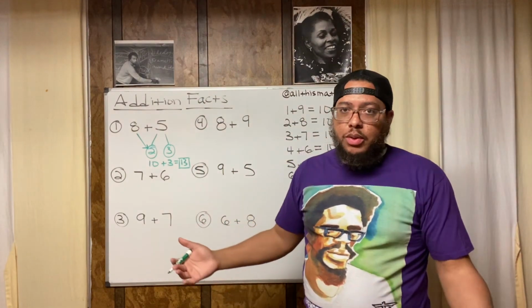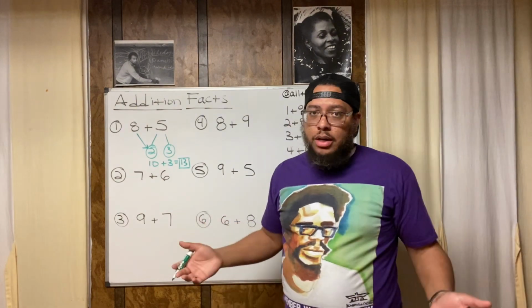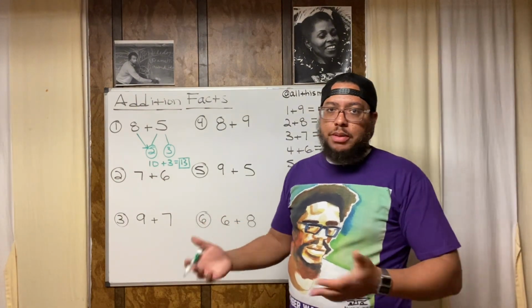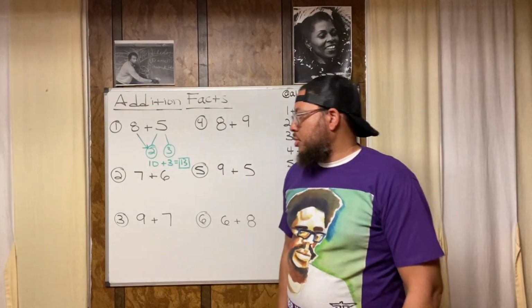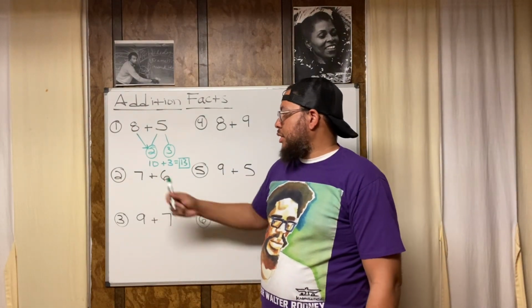And this is only one of the ways that we can do this. It's not the only way. It's one of the ways. So you want to learn as many ways as possible. Now, let's look at number 2. Number 2 says 7 plus 6.